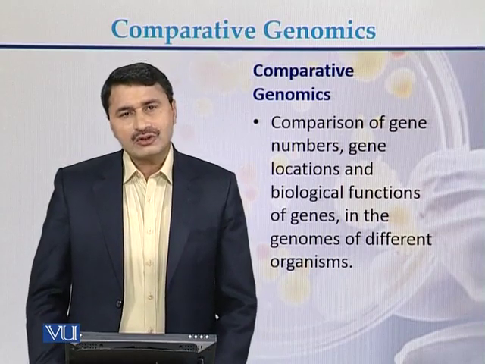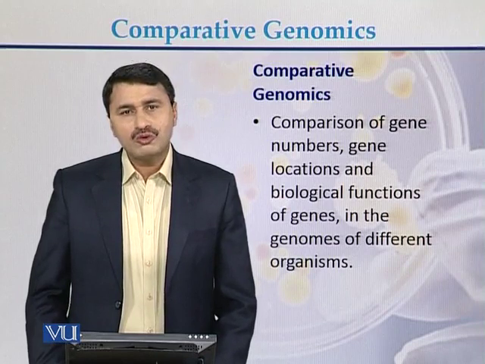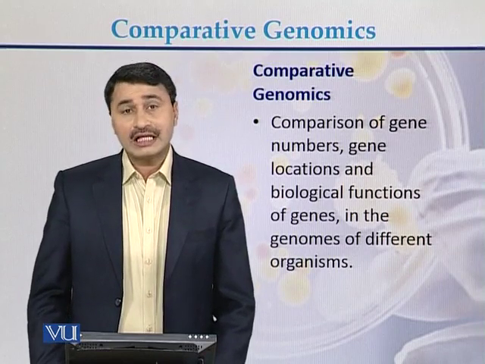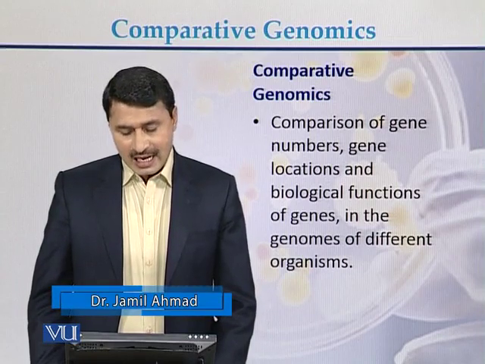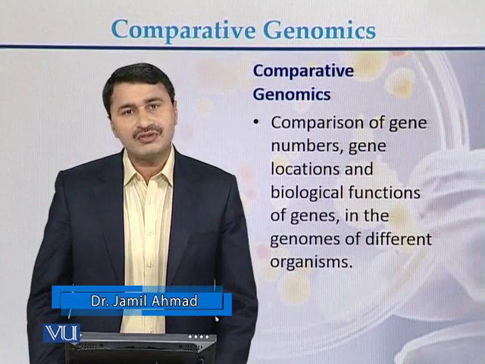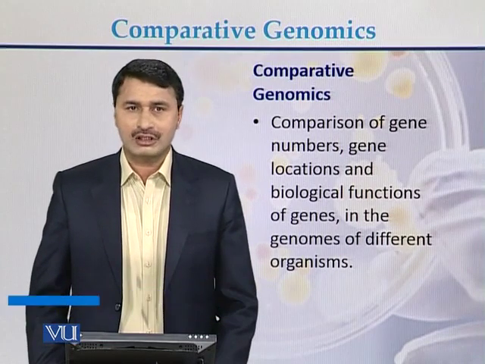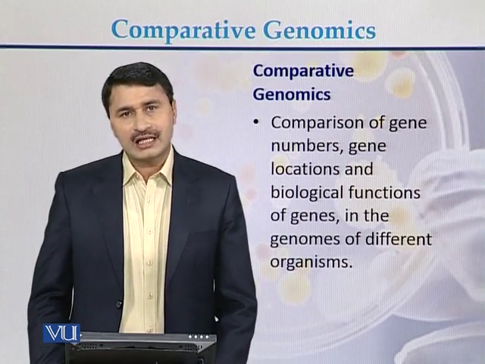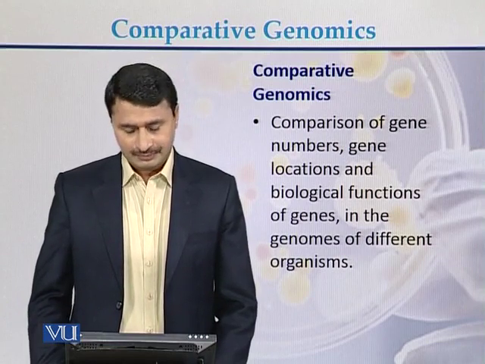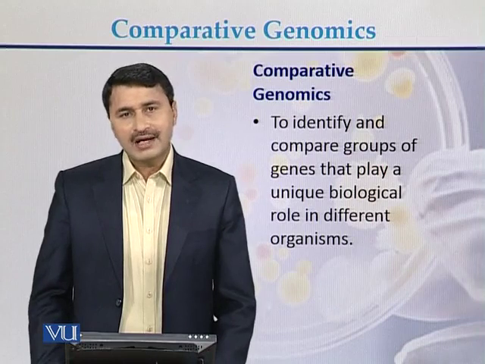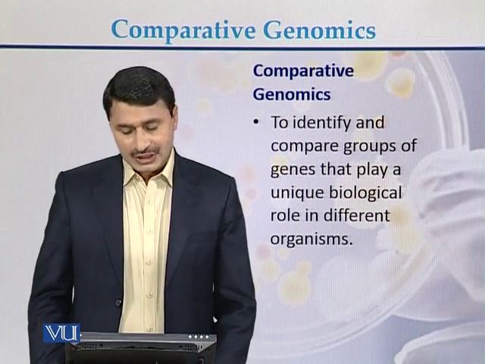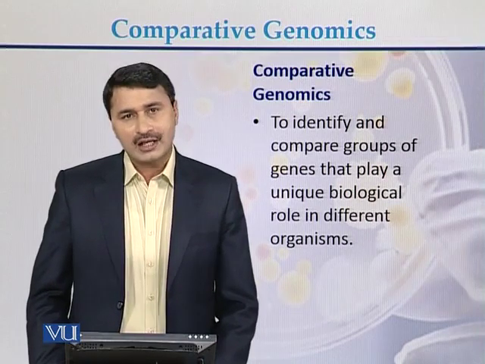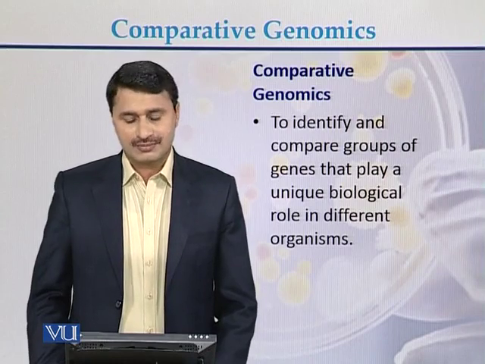In the case of comparative genomics, we do the comparison between the gene numbers, between the location of the genes, and the function of the genes between the genomes of different organisms. Such a subdiscipline of genomics is called comparative genomics. Comparative genomics helps us to identify and compare groups of genes that play a unique biological role in different organisms.